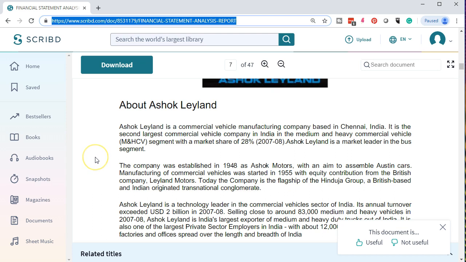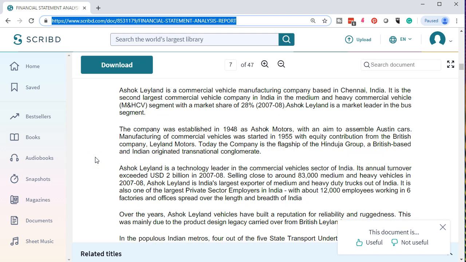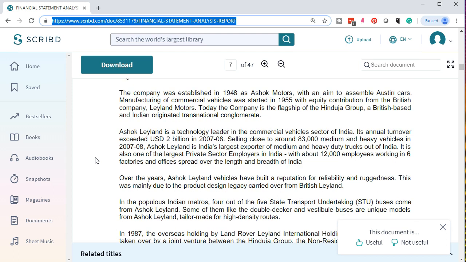So we've got Ashok Leyland, a commercial vehicle manufacturing company based in India. It is the second largest commercial vehicle company in India in the medium and heavy commercial vehicle segment, with a market share of 28% in 2007-2008. Ashok Leyland is a market leader in the bus segment. The company was established in 1948 as Ashok Motors with an aim to assemble Austin cars. Manufacturing of commercial vehicles was started in 1955 with equity contribution from a British company, Leyland Motors.